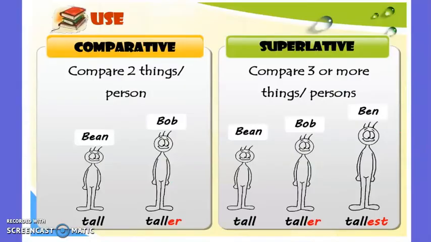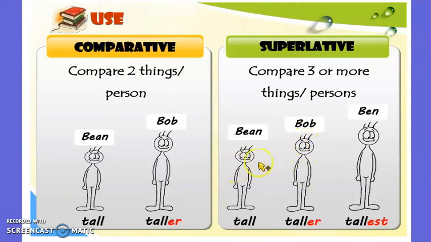Now let's compare between the comparative and superlative. خلينا بهذا الجدول نلخص إيش الفرق بين الcomparative والsuperlative. Comparative, we compare two things or two persons. Tall, taller, we add er for the short adjective, more for the long adjective, and we use than, taller than. For the superlative, we compare three or more things or persons. ثلاث أشياء أو أشخاص نقارن بينهم أو أكثر.